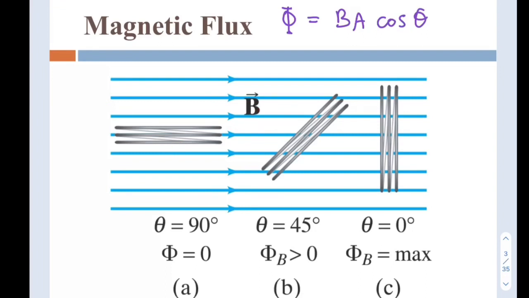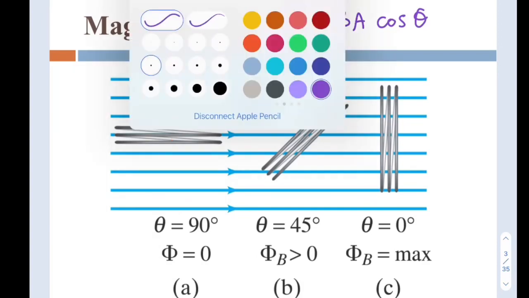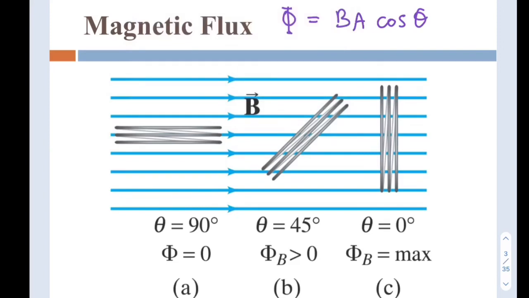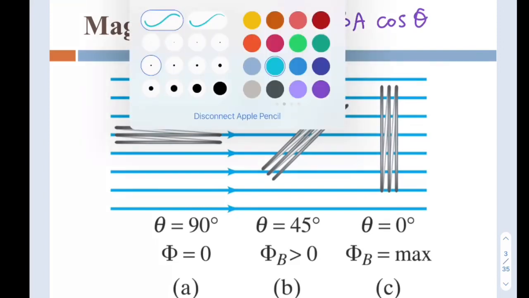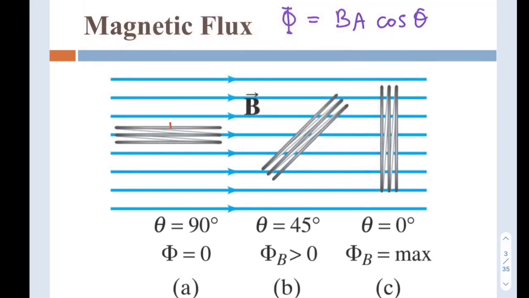Where is the normal of the loop here? So the normal of the loop here is actually here. This is the normal line of the arrow, and the B is in this direction, right?